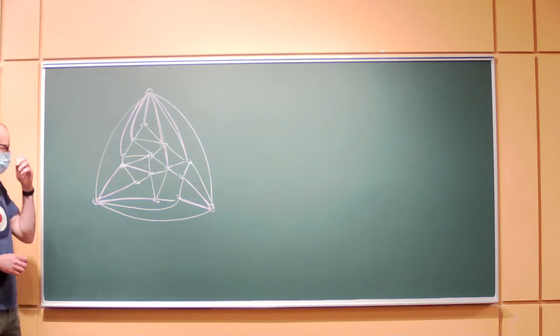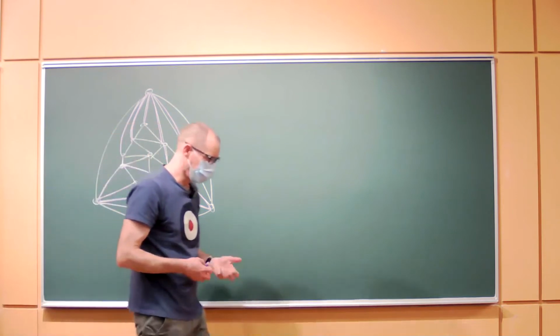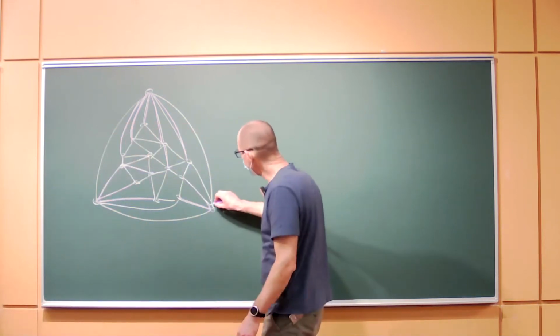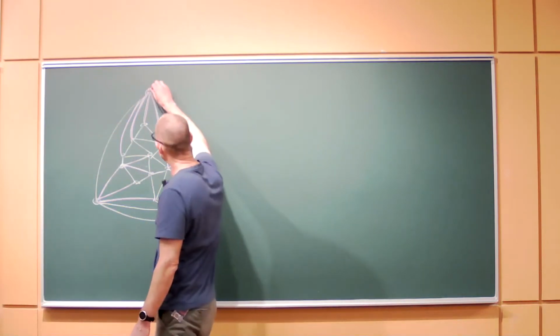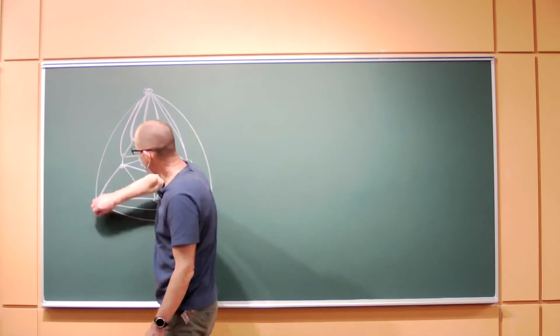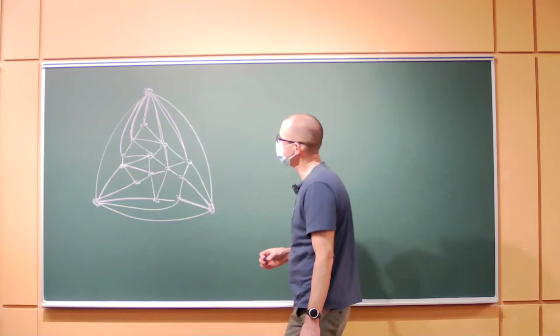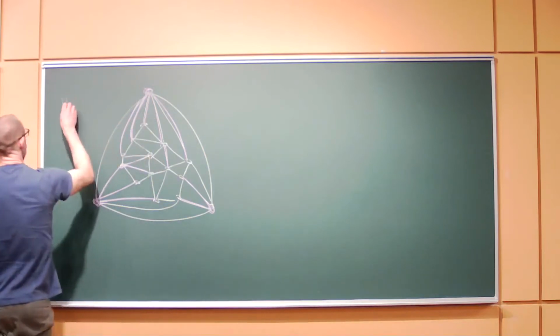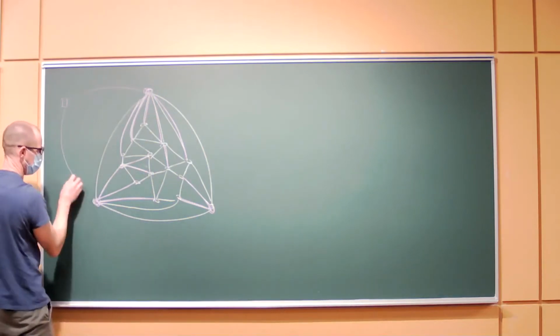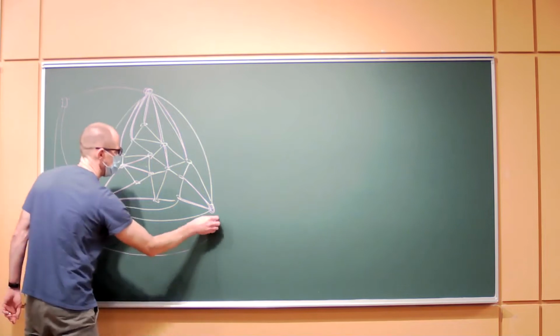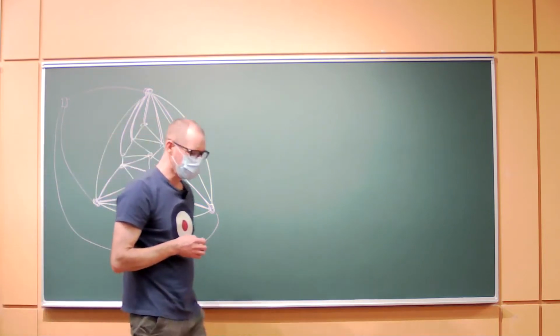So every vertex remembers its path. You make a forest that's rooted at these three vertices on the outer face. If you don't like forests, you can make it into a tree by adding a special vertex that's not really in the graph, and they all belong to one tree.